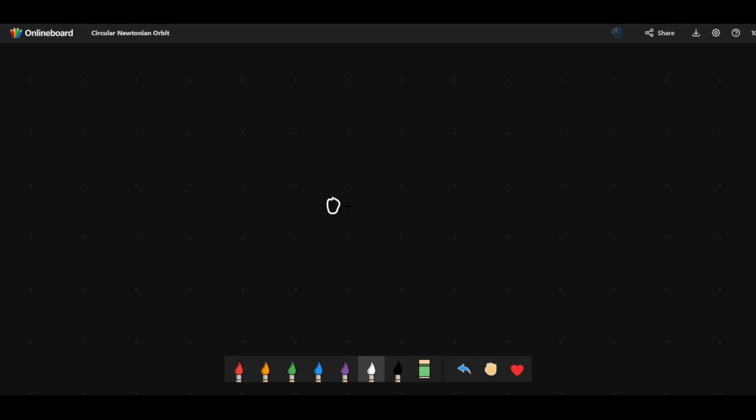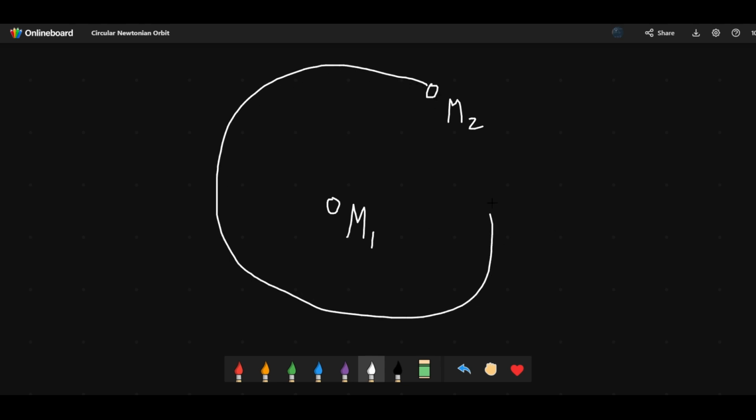So imagine the following case where you have a large mass, let's denote it by m1. This can be the sun, for instance, or a very massive star. And we have a much smaller mass, m2. This much smaller mass orbits around the first mass in a circular orbit.